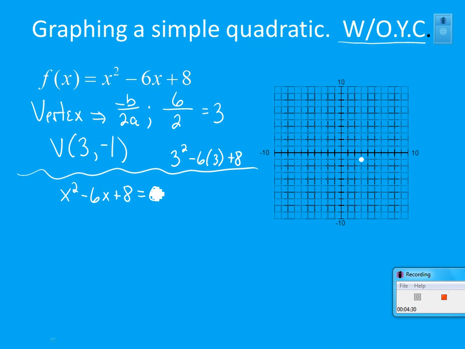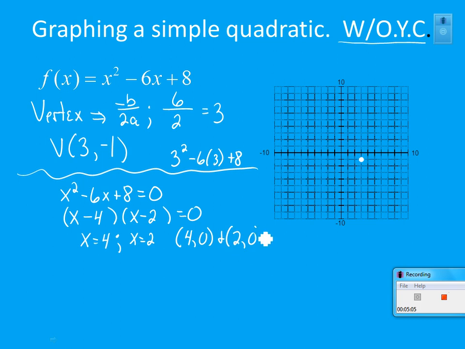You could use the quadratic formula on your calculator. I'm going to take this away. So let's factor this into x and an x. Two numbers that multiply to be 8 that we can make add up to be negative 6. Looks like negative 4 and positive 2. If I set both of those equal to 0, I got x to be 4 as one of my x-intercepts and x to be 2. So as ordered pairs, I got (4, 0) and (2, 0).